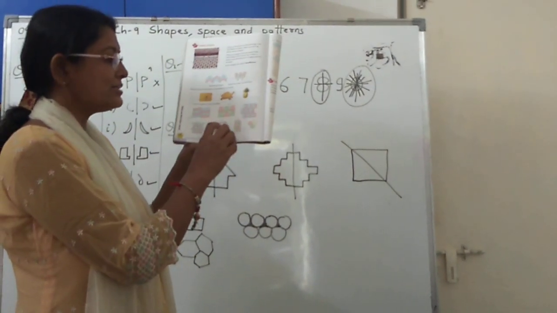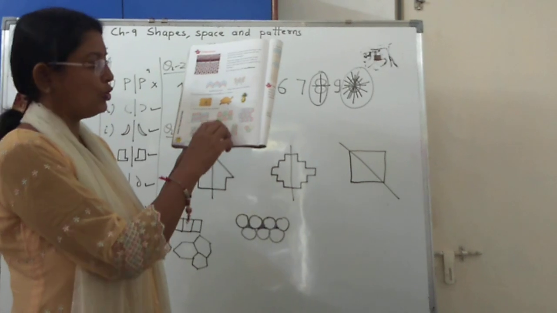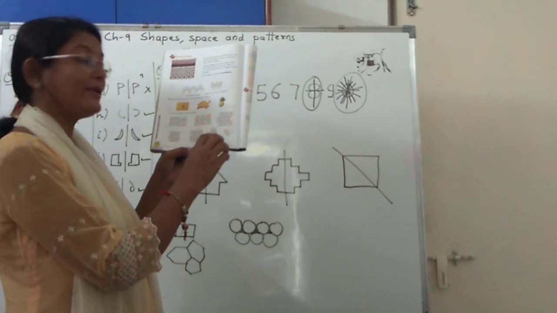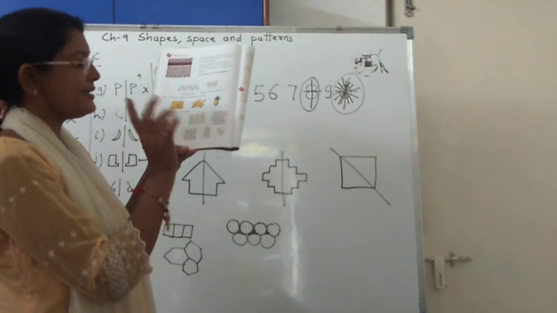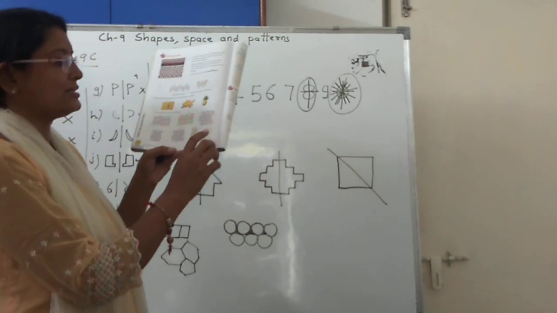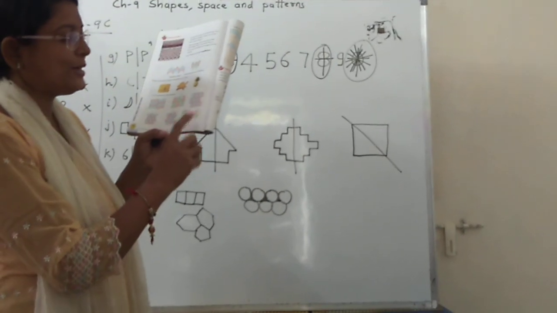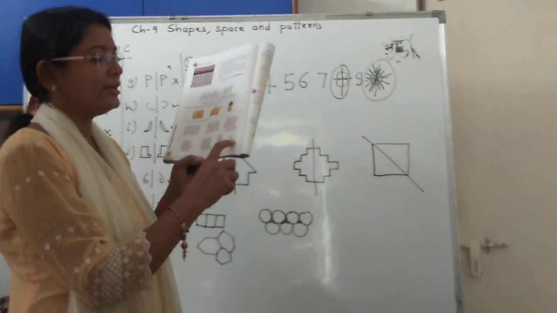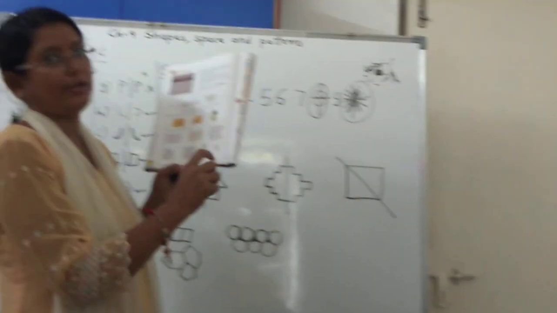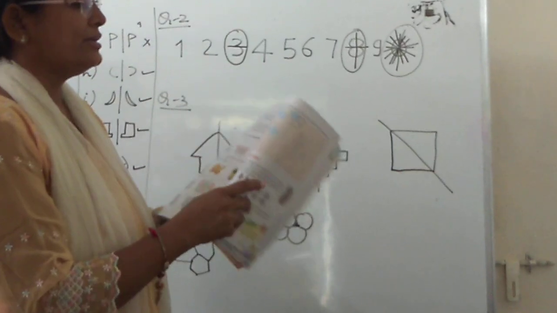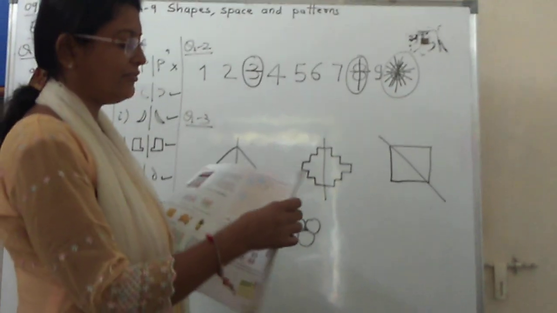Here, see in the circle, space is remaining, so no, cross. Again here, no space is remaining, not a single space you can see, so tick mark, it is tessellate. Again here, cross. Why cross? Because the arrangement is not done properly, so a little bit of space is remaining in between, so not tessellating, right?